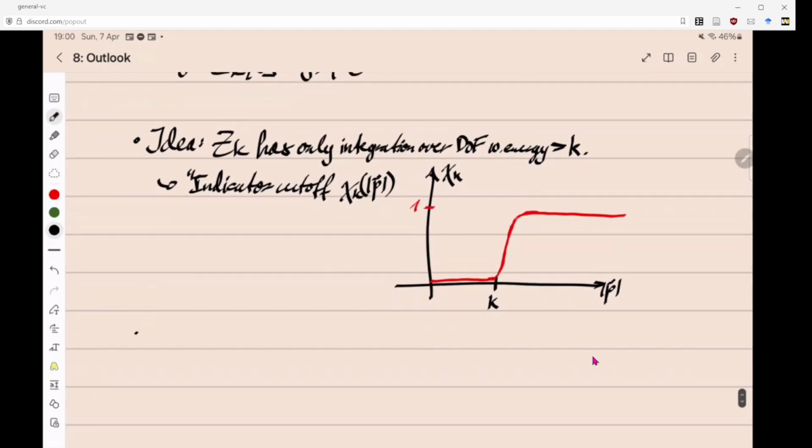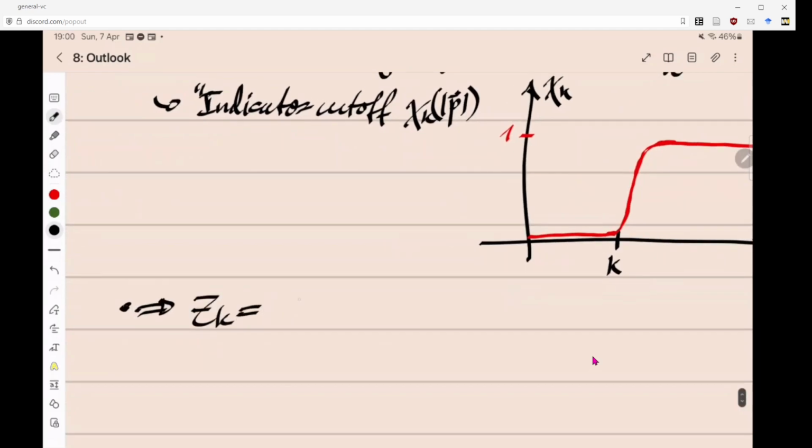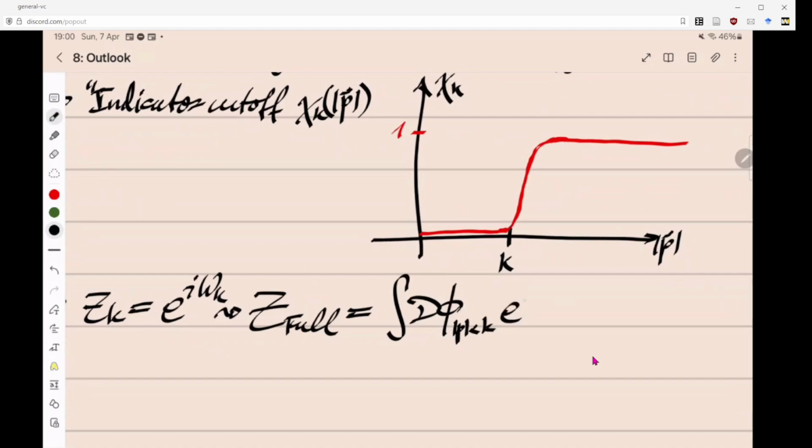And what this leads to is a family of effective actions, because you can just take Z_k and write it as e^{iW_k} and so forth. Then you can write the full thing as integrating over the fields phi where the momentum is smaller than k with the same action, but rather, okay, it's not the same action, it's actually the effective action.